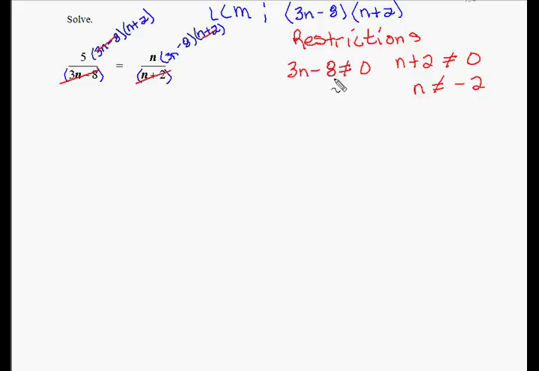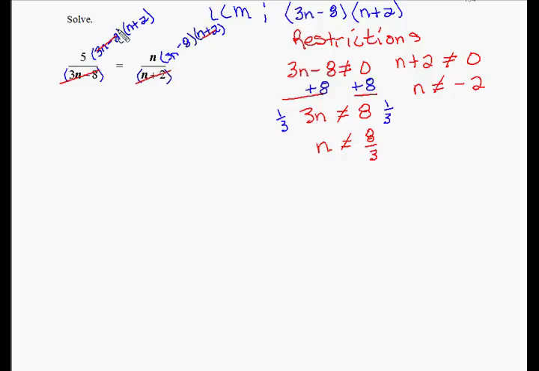Here it's a little tougher to see what value n should not take on. So if we add 8 to both sides of the equation, we have 3n is equal to 8. And if we multiply both sides of the equation by 1/3, we have that n cannot take on the value of 8/3. So those are the only two answers we can't get when we go to solve this equation.